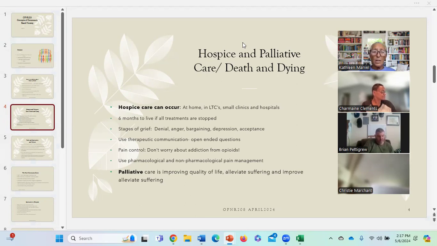So really take a look at your stages of grief, right? Always using therapeutic communication, open-ended questions, right? We're not worried about addiction. We already talked about that. Maybe it's up to the client if they can participate. Maybe it's a combination of pharmacological and non-pharmacological treatment for pain management. And as Brian said, palliative care is improving the quality of life, trying to alleviate suffering, and helping them to improve to the best that they can, to go through this palliative stage until they get to hospice. Okay.